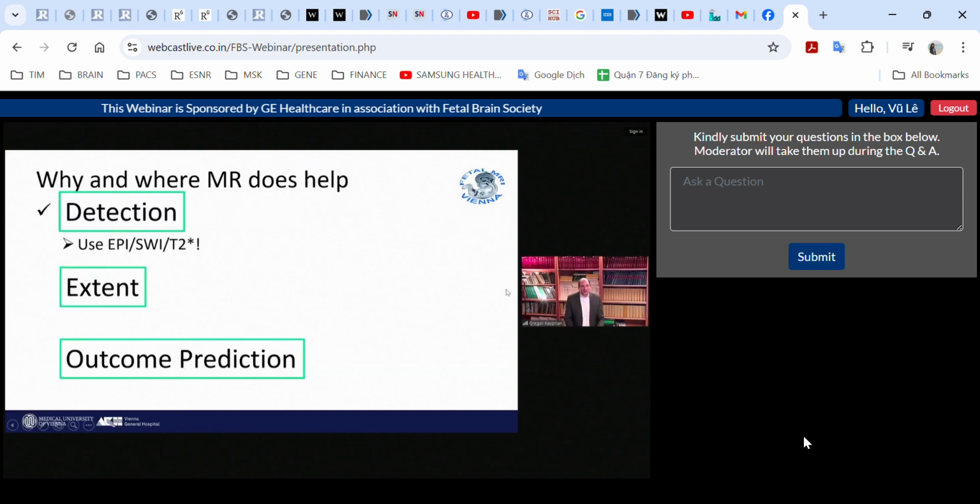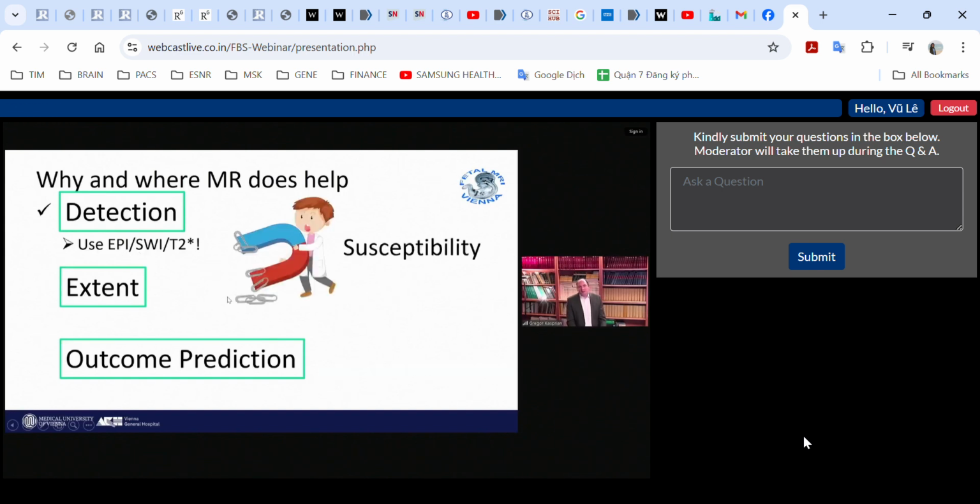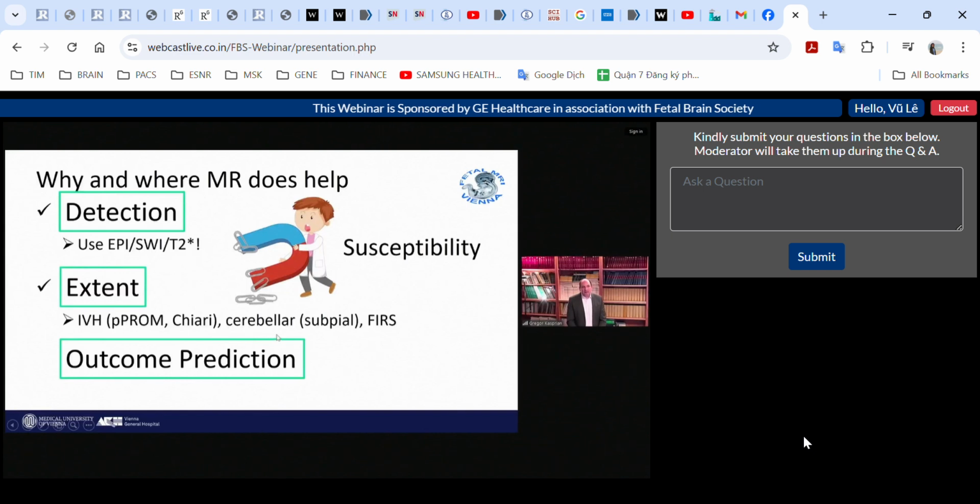So coming to the end, I think MRI can help in the detection, particularly when we are talking about subtle images, but we need to use EPI, SWI, or T2 star sequences. Use the power of MRI to be susceptible to iron and blood breakdown. We have to look at the extent. We know that there are some conditions with a very high rate of intraventricular hemorrhages, which has not been recognized by ultrasound so far. So I believe that the extent of hemorrhages can be judged by MRI very well.